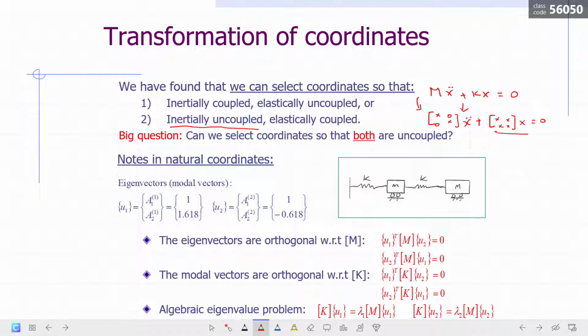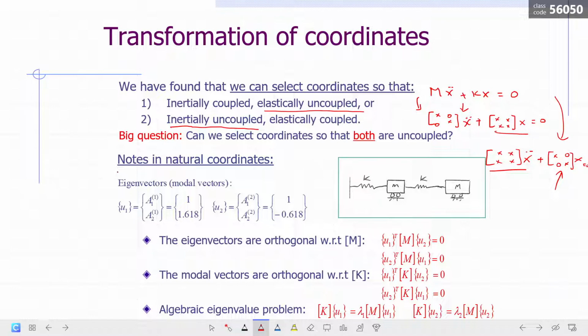You can also do a certain transformation such that from this equation you get a non-diagonal matrix as a factor of h double dot, and you have a diagonal matrix as a factor of h, so you can elastically uncouple, but it's still initially coupled.